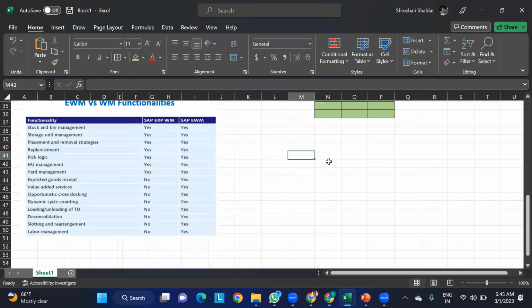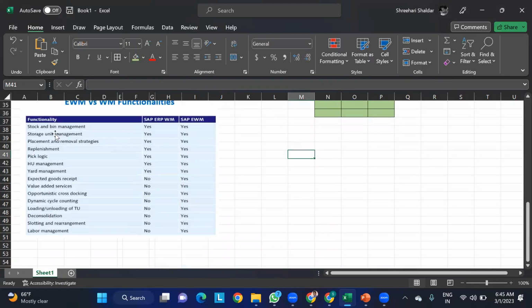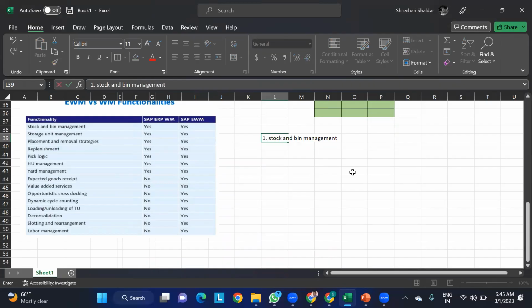Okay, so the first functionality is stock and bin management. It is nothing but how we are managing the stock and how we are managing the bin. Okay, the first functionality, stock and bin management: how we are managing the stock and how we are managing the bin.